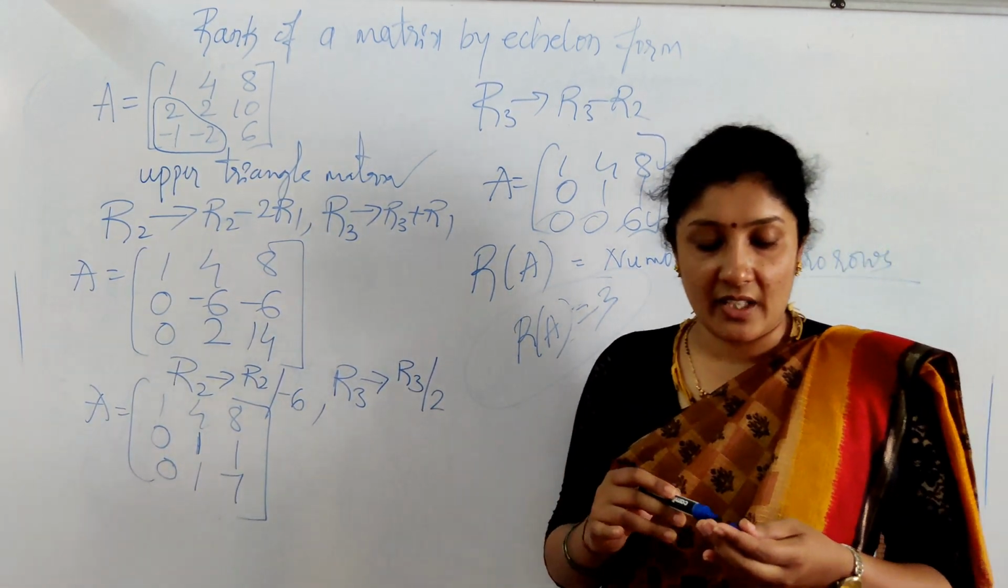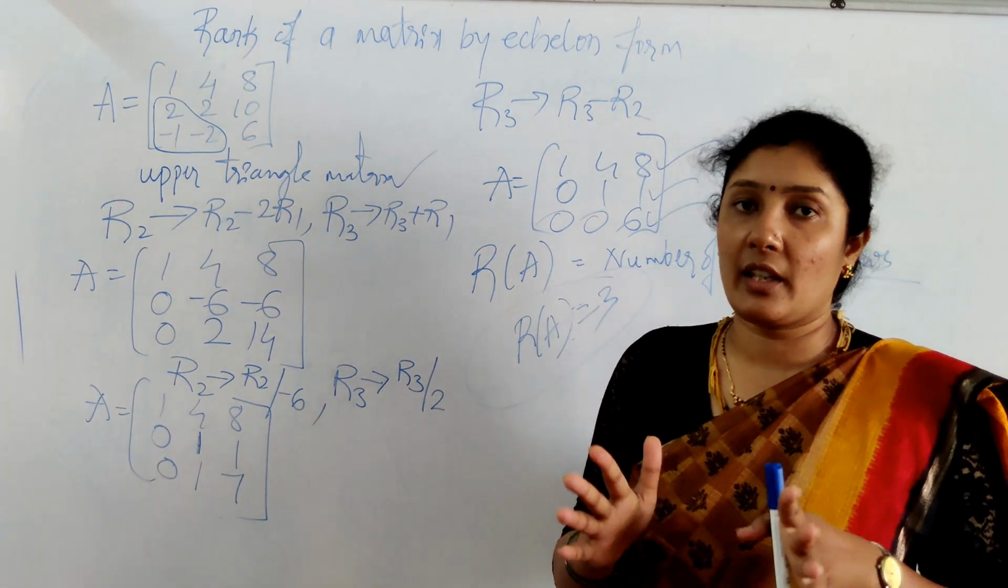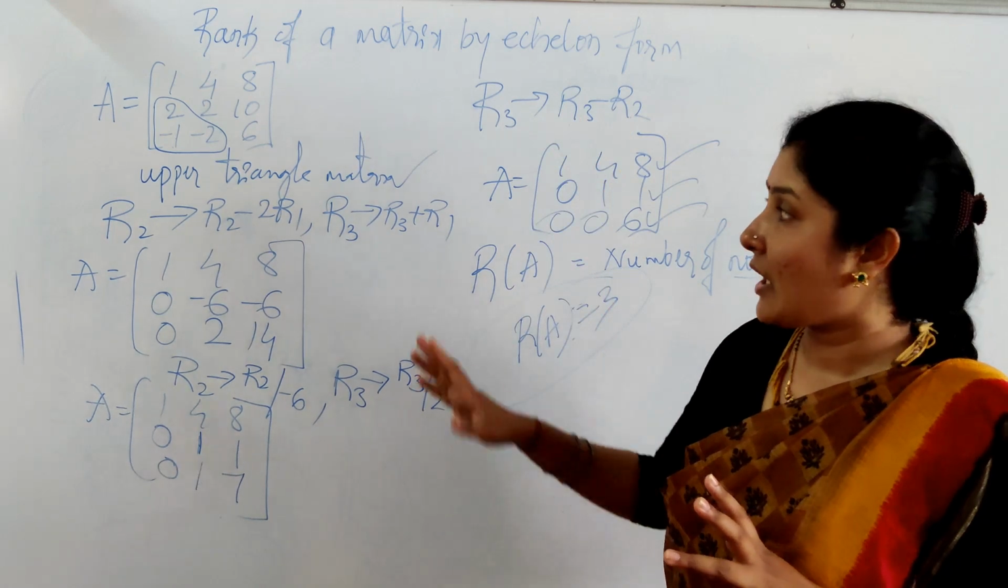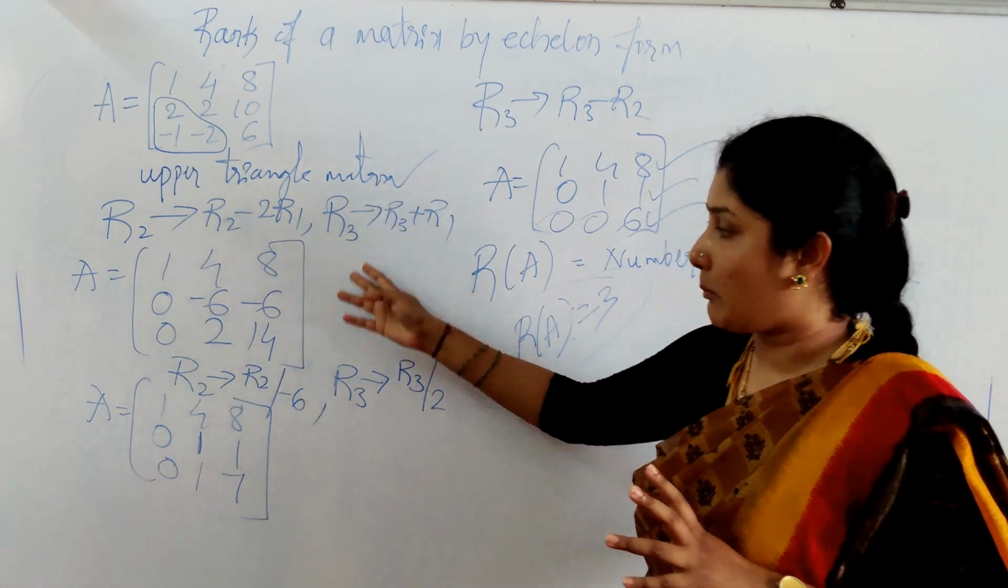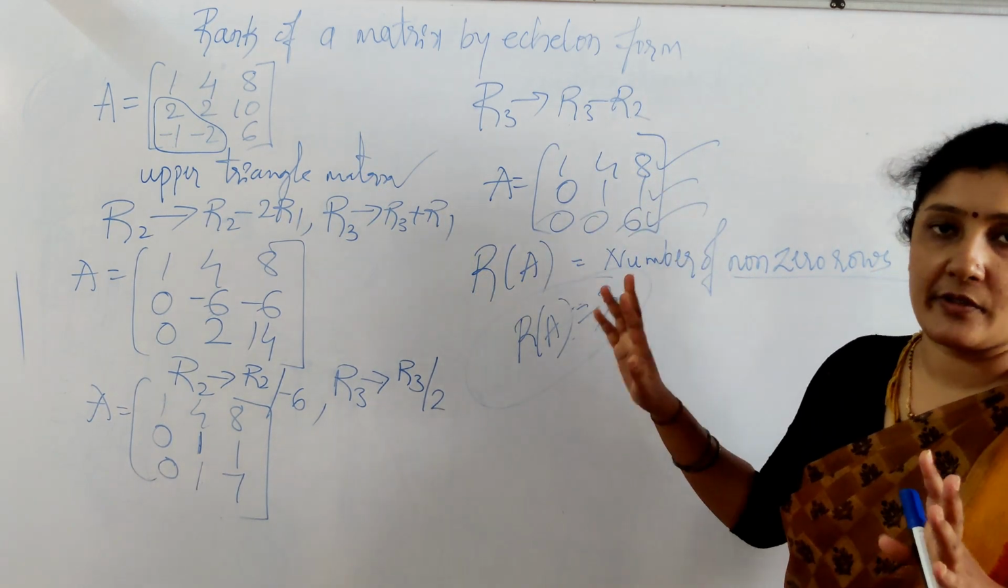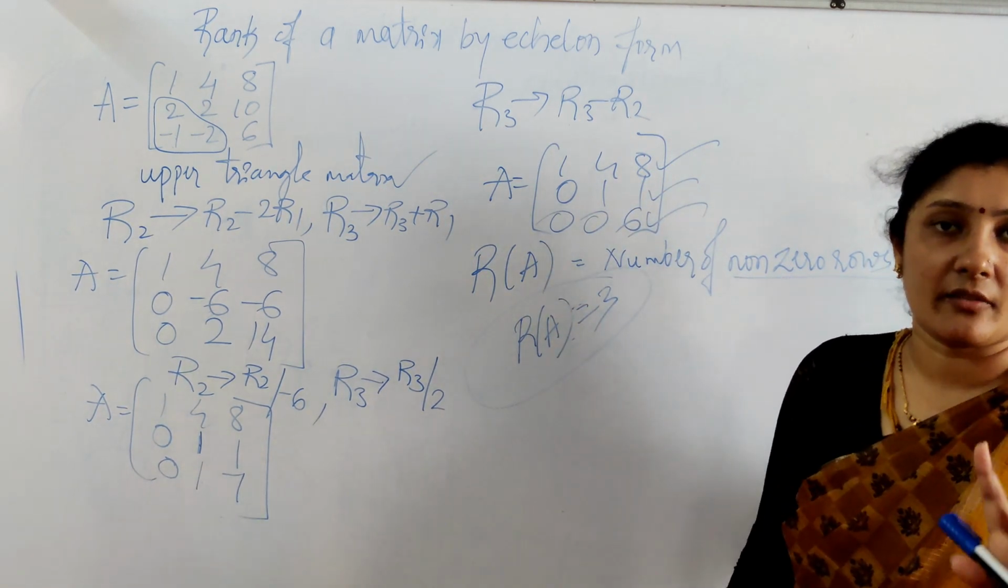This is how it is very easy to find out the rank of a matrix by the echelon form. First, reduce it to the upper triangle matrix, then count the number of non-zero rows. That has to be the rank of the matrix.